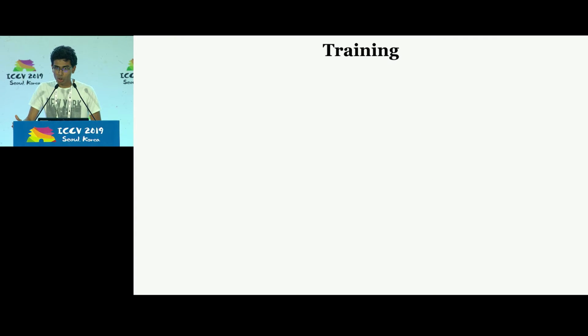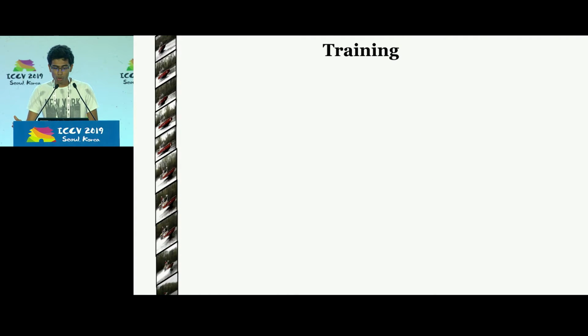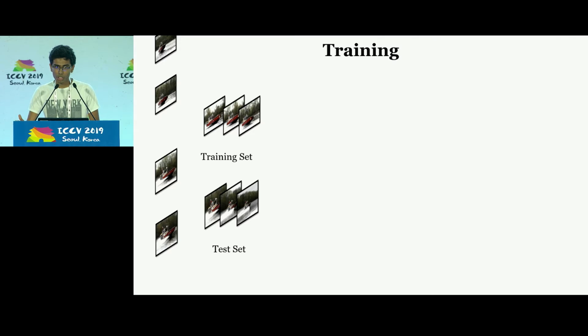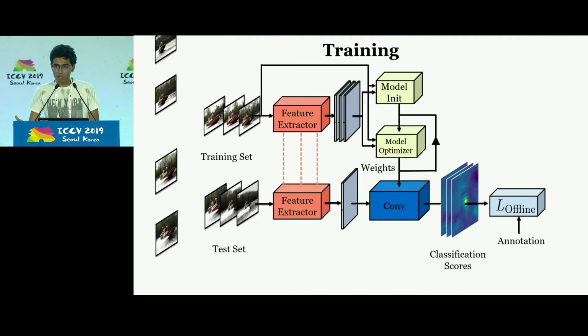Our network is trained on video datasets. From a video sequence, we sample 3 frames as a training set and 3 frames as a test set. These are then passed through the network to get the scores for the test frames. We train the feature extractor, the model initializer, as well as the optimizer parameters end-to-end by minimizing the prediction error. Note that our framework also allows us to meta-learn the parameters of the loss itself.